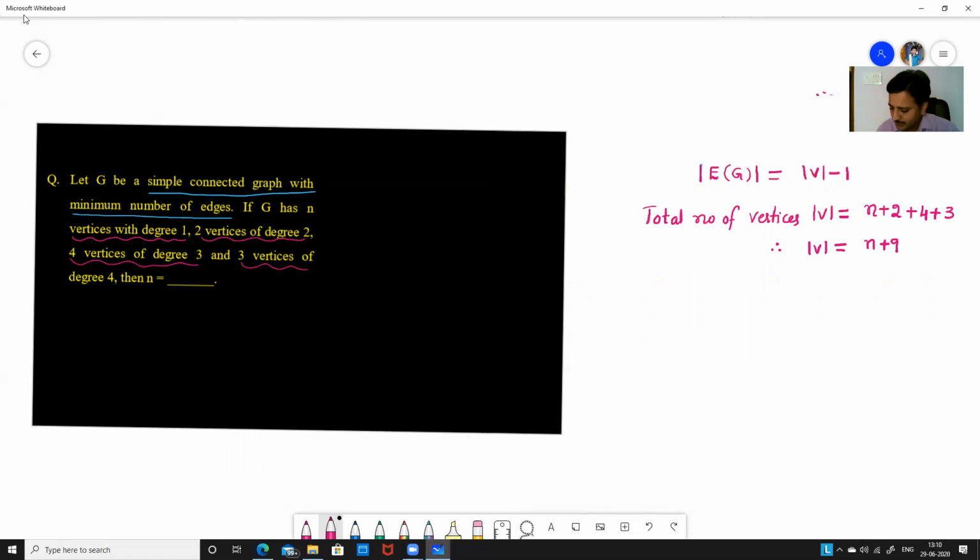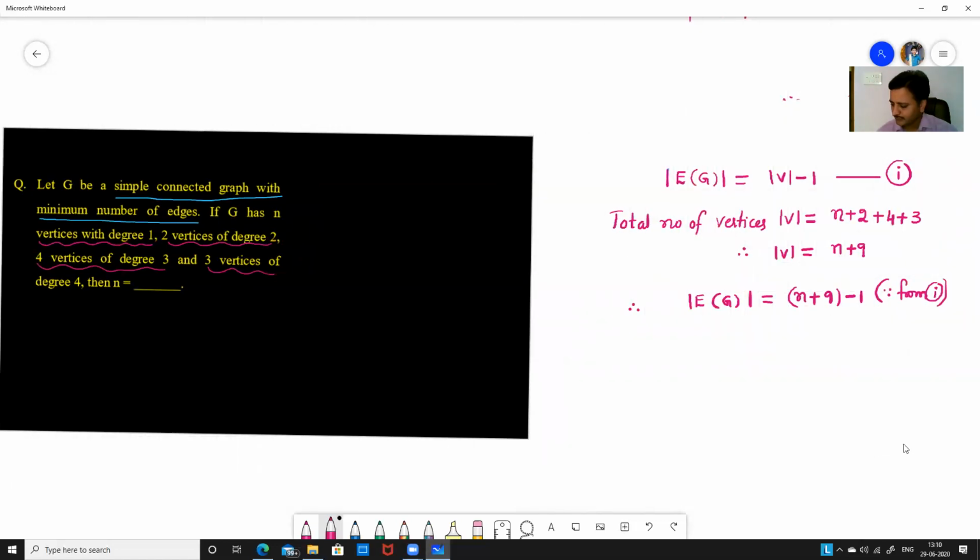Okay. And by using the above formula, the total number of edges is equal to v minus 1, right? Suppose I call it equation number 1. By using equation 1, v minus 1, where v here is n plus 9, so n plus 9 minus 1. So from equation 1, we can write like this.